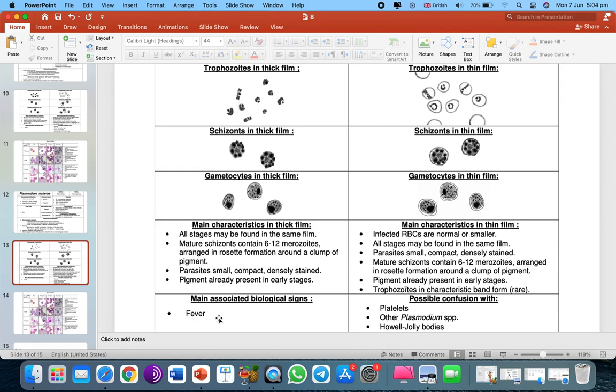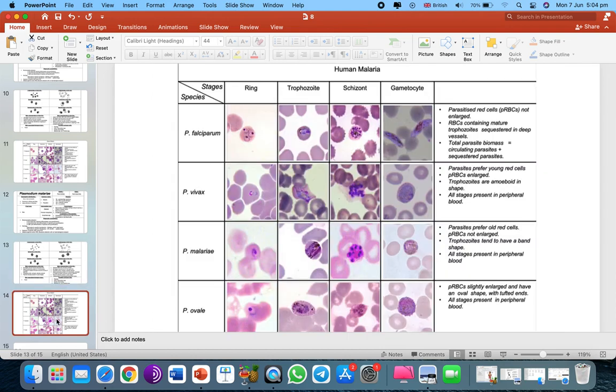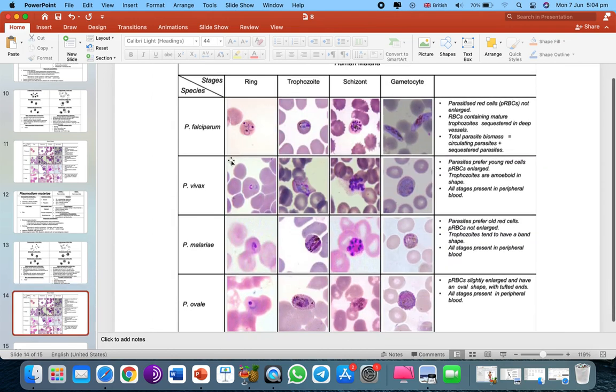As you can see here, the difference between the malarias: the ring stage, sometimes it's so hard to differentiate the ring stage of one from the others, but here as I mentioned, sometimes the RBCs are smaller. But here this is the band shape of the trophozoites. And you can see here the rosettes, the rosette shape. It looks like a flower. And here the gametocyte.